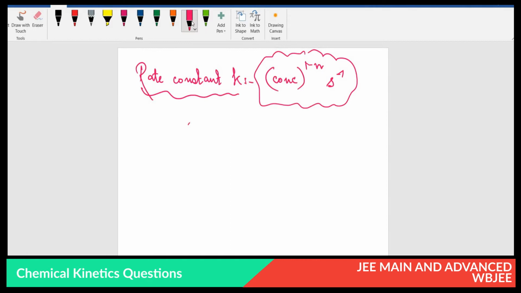Alright. Now, n or the order of the reaction mentioned is 3 by 2. So, we can write concentration to the power of 1 minus 3 by 2, second inverse. Right. 1 minus 3 by 2 is minus half. So, concentration to the power of minus half, second inverse. Right, students? Now, what is concentration? See, the concentration unit that is given to you is mole per liter, or molarity is given to you.